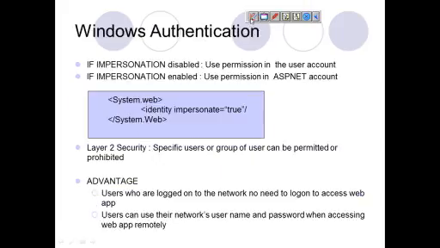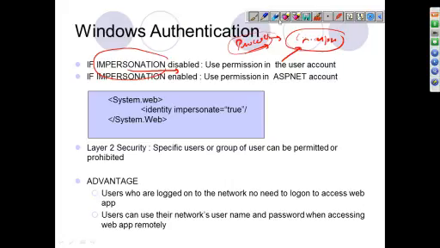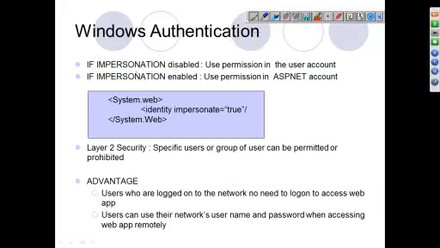Now the same setting you can do from the web.config also. Here, with identity disabled, it uses the permission of the user account. When I had the identity disabled, I could see my pool, the application pool I created, so that is the identity in my case. When impersonation is enabled, it uses the permission of the ASP.NET account, the default account, which is IUSR. You can do the same setting from the web.config as well.